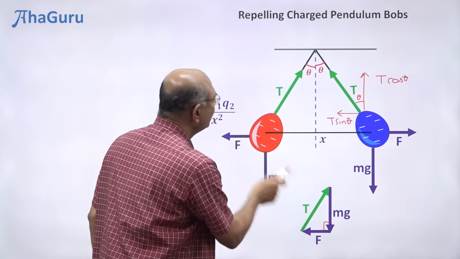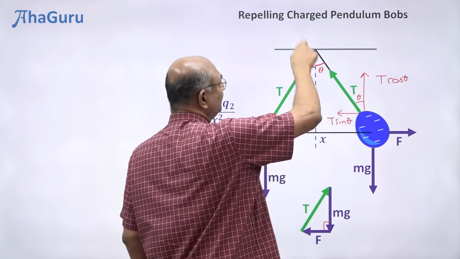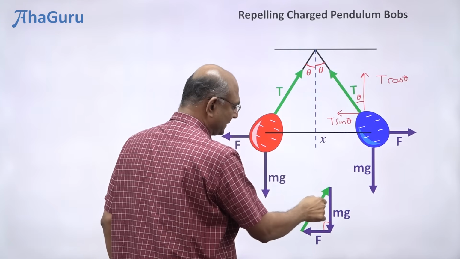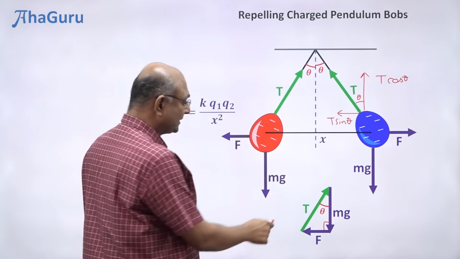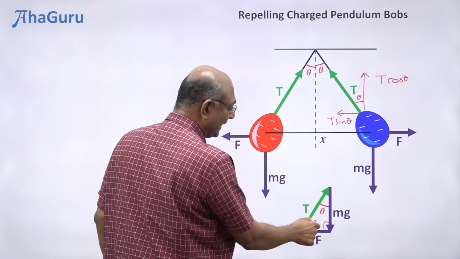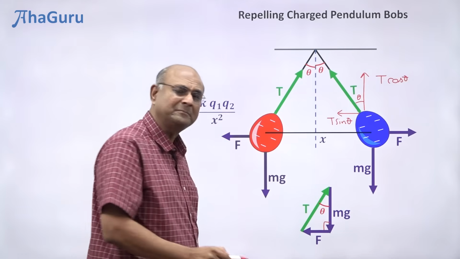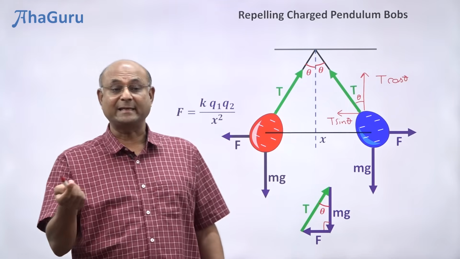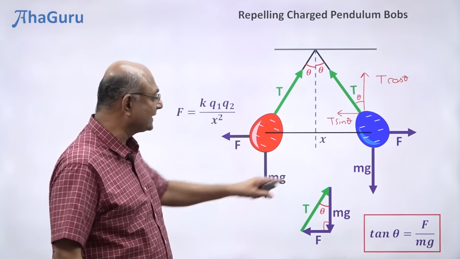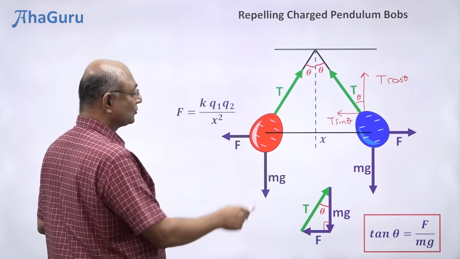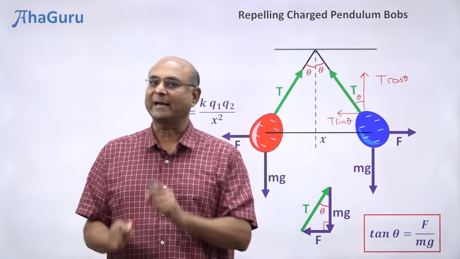And what is this angle? T is along the rope, so it makes an angle theta with the vertical. This mg is vertical, so this angle must be theta. So you see, this is a nice right angle triangle, and this angle is theta. Opposite side is F. Adjacent side is mg. What is opposite by adjacent? Tan theta. So tan theta is F by mg. Right? So this relationship we can very easily derive using this force triangle approach.